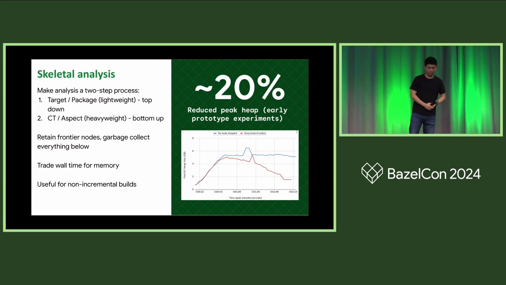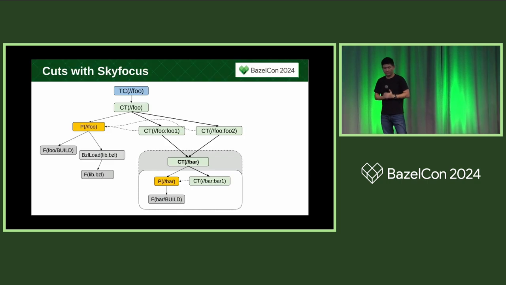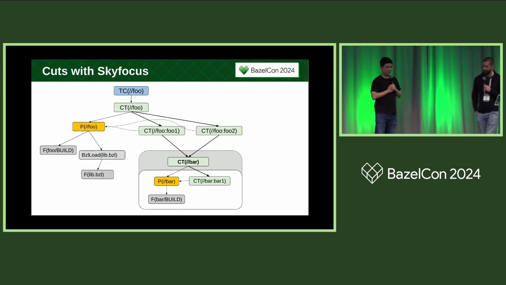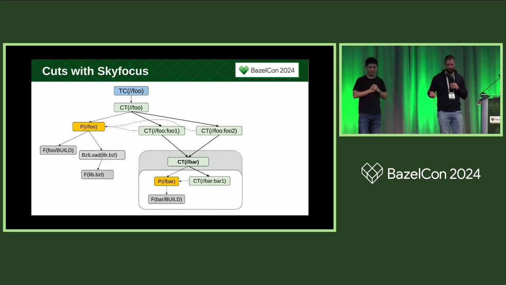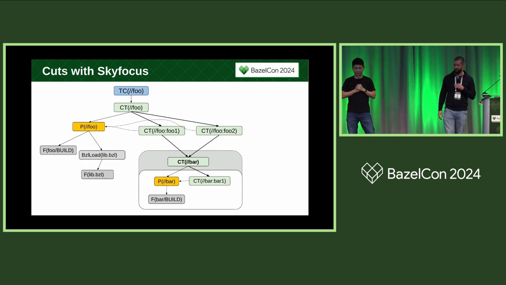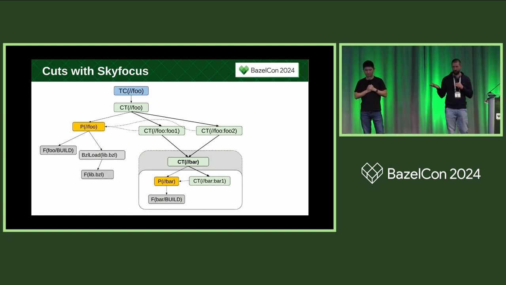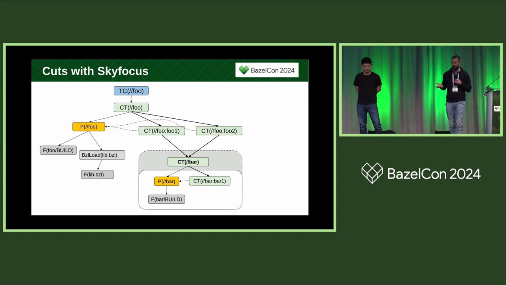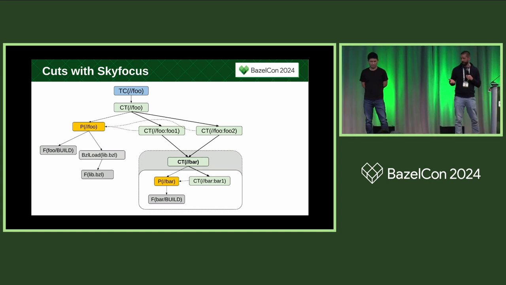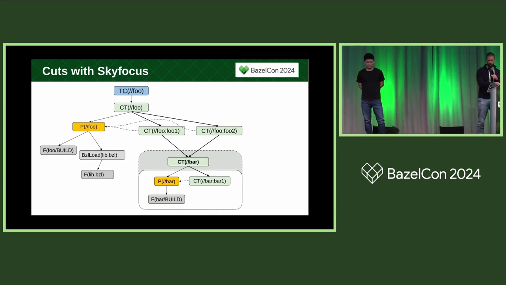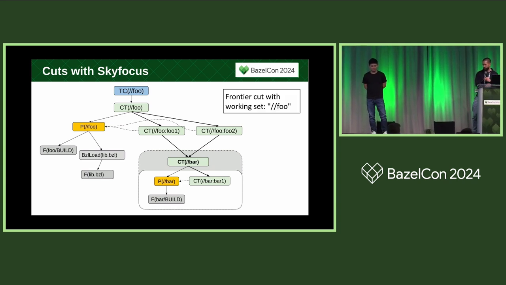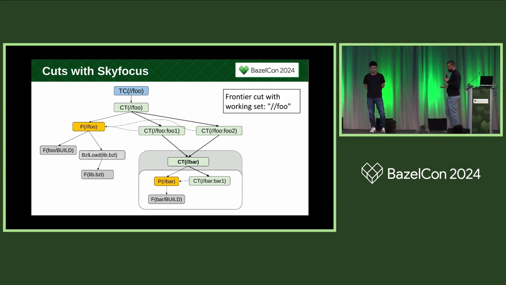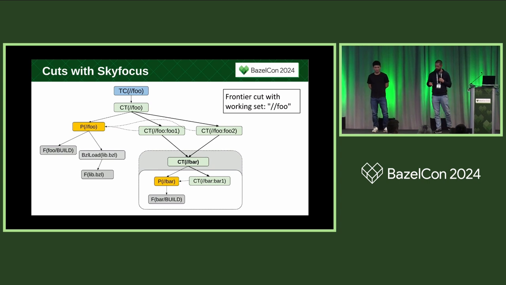Okay, so let's go to the next idea, SkyFocus. Instead of pre-computing the full graph, the second idea is to cut some of it away. Basically, developers only work on part of the code. They don't care about the whole repository. And let's say that in this case, they only like to work on foo. They tell Bazel that we are working on foo.